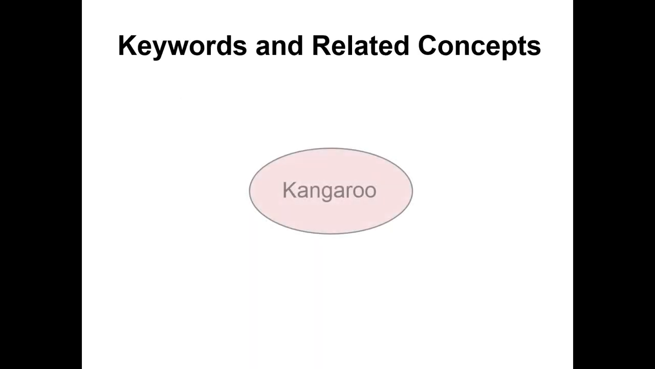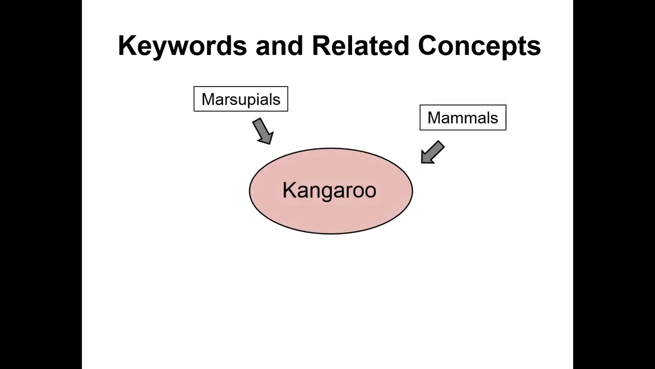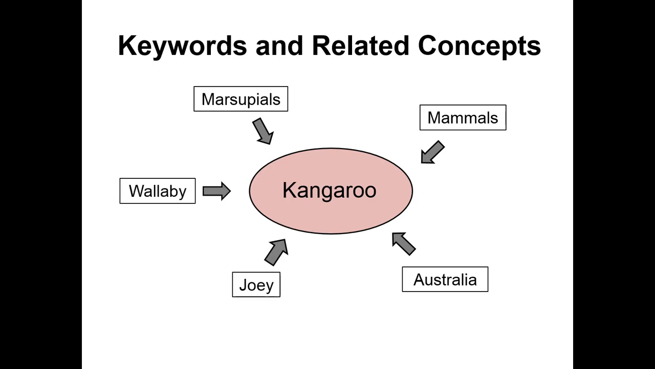Here's an example. Kangaroo, the research topic in the center oval, has connections to the keywords and related concepts around it. Marsupials and mammals are groups that kangaroos are part of. Australia is the geographic location where kangaroos are found. Joey refers to a young kangaroo, while wallaby describes a type of kangaroo.